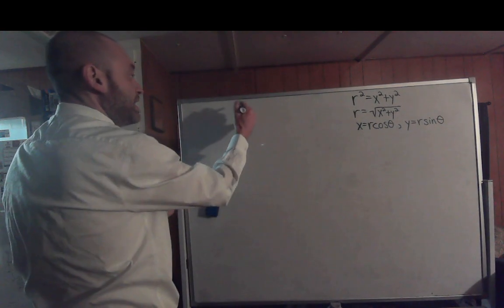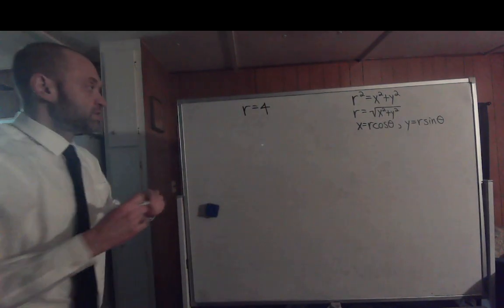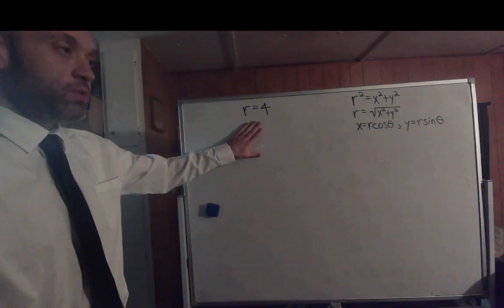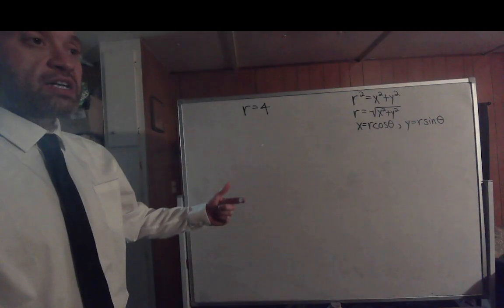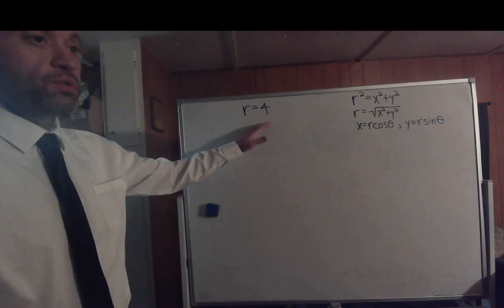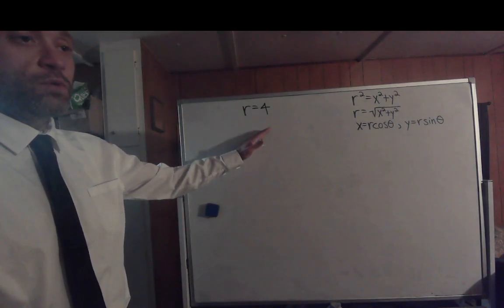Let's say we have an equation where r equals 4. So just r equals 4. So you have r equal to a number. Well, as we talked about yesterday, if you have r equal to a number, that's just a circle with a radius. So this is a circle with a radius of 4.